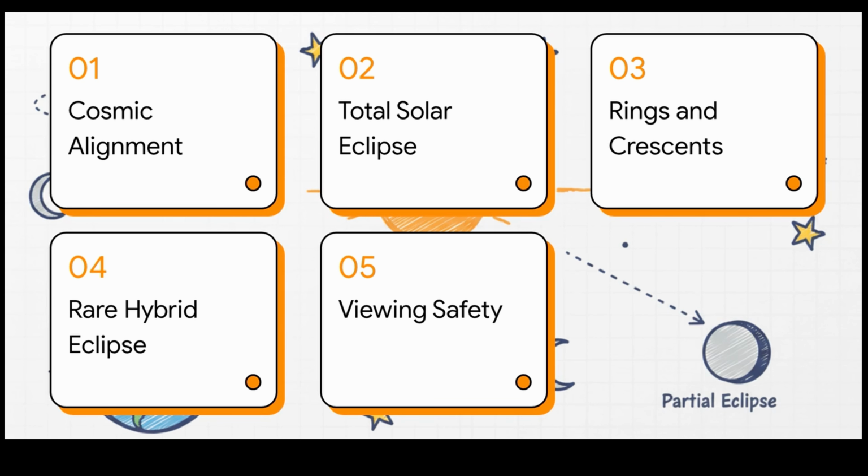Here's our roadmap for today. First, the cosmic alignment. Then, the total solar eclipse, followed by rings and crescents. After that, the rare hybrid eclipse, and finally, essential viewing safety.